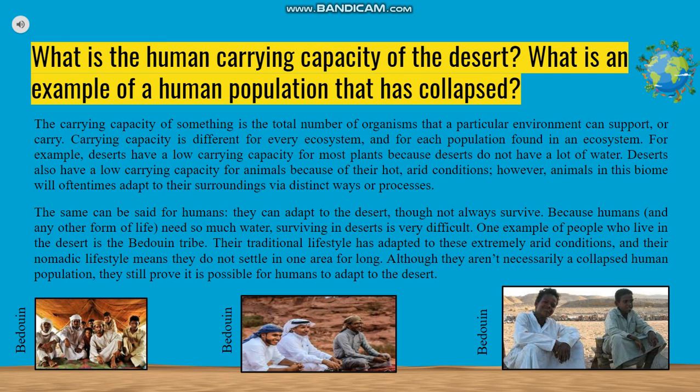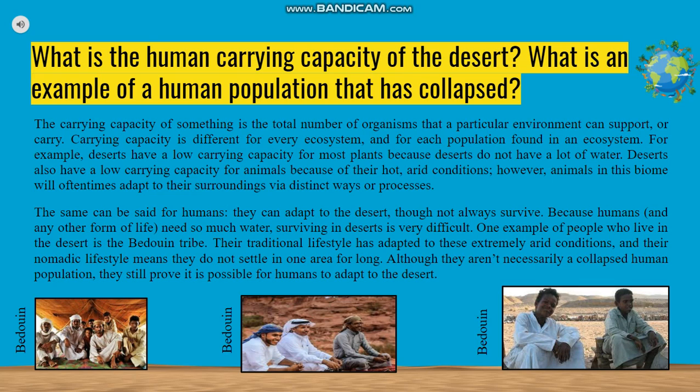What is the human carrying capacity of the desert? What is an example of a human population that has collapsed? The carrying capacity of something is the total number of organisms that a particular environment can support or carry. Carrying capacity is different for every ecosystem, and for each population found in an ecosystem.